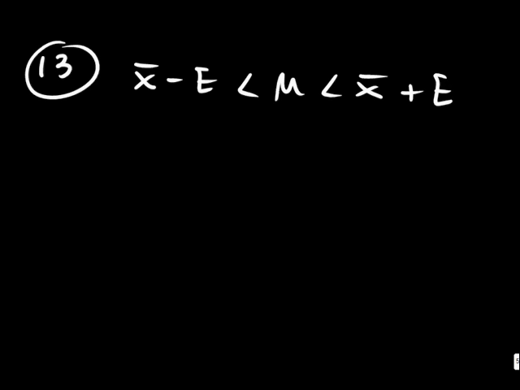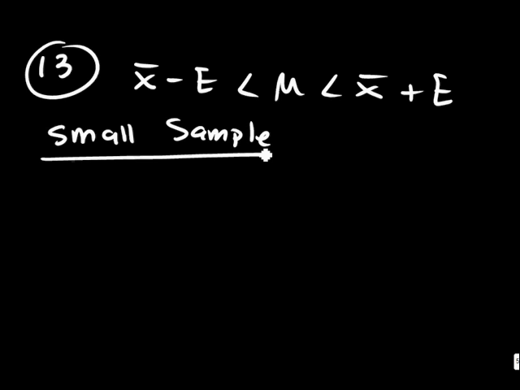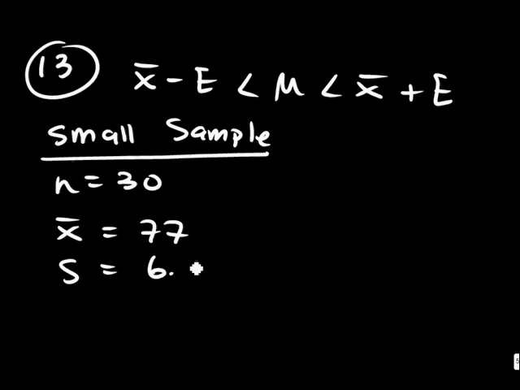Question 13. Question 13 is an estimate the mean problem, which means it's the sample mean minus the error, less than the true mean, less than the sample mean plus the error, and it's a small sample. They give us a sample size of 30, a sample mean of 77, sample standard deviation of 6.7, and they want us to use the 99% confidence.